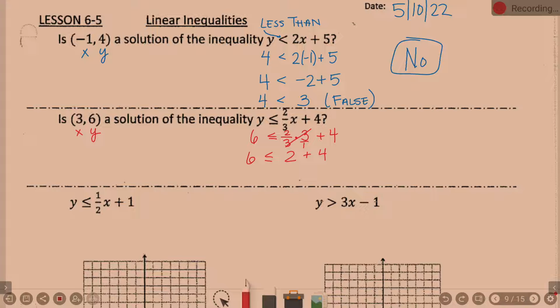2 plus 4 is 6. This is a true statement. So, I mean, it still worked out. That sign is less than or equal to. So we want to know, is 6 less than 6 or is 6 equal to 6? Does it fit one of those two categories? Yes, because this is 6 equal to 6. So this is a true statement, and since it's a true statement, is this a solution? Yes.